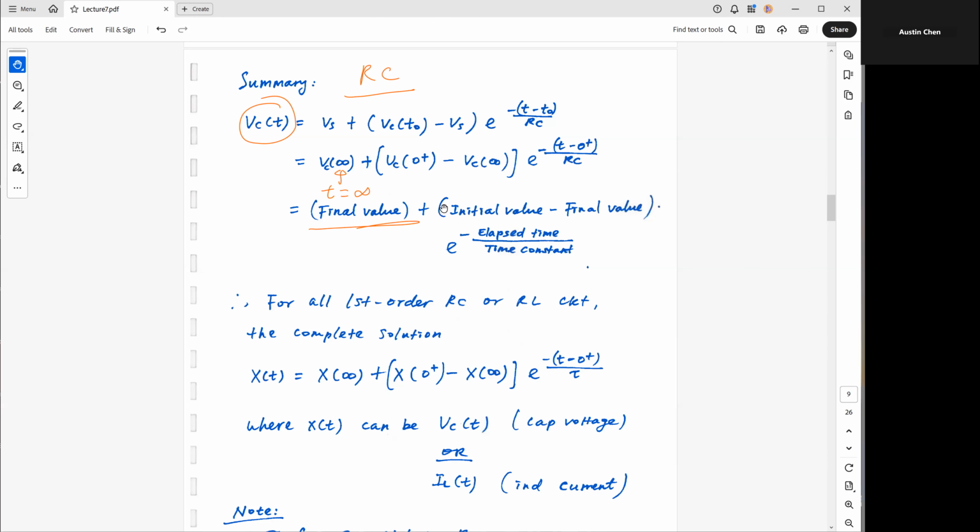Then of course, qualitatively, you can say this is my final value, plus the initial value, which is this term here.